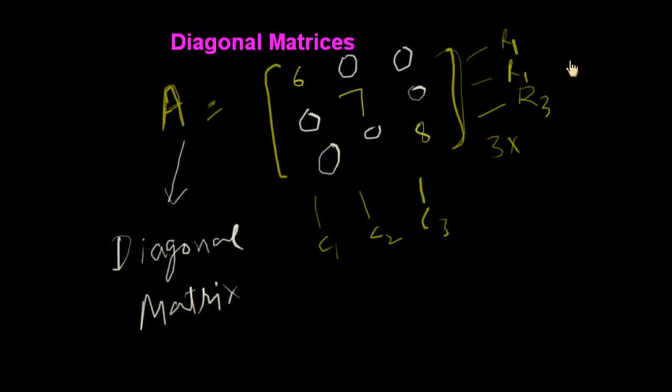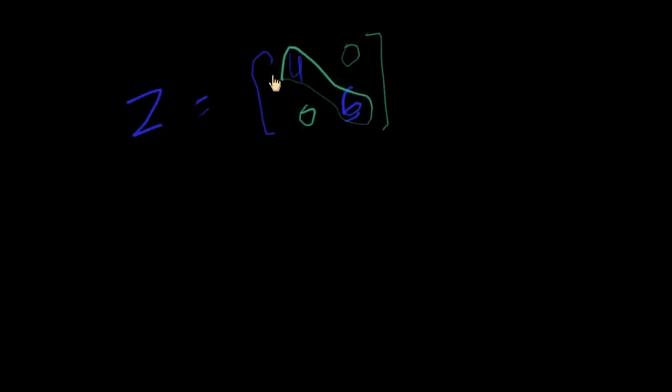We can give one more example. Suppose Z is a diagonal matrix: 4, 6, 0, 0. This is a scalar matrix, and diagonal or cross elements are not 0. We start from the left side. So this is the example. Once again I repeat.